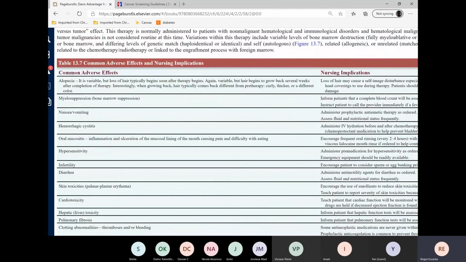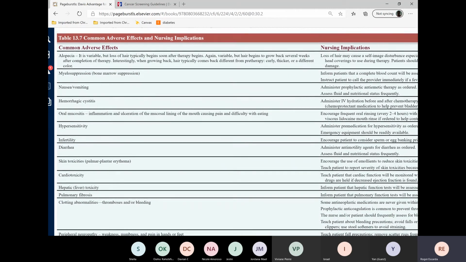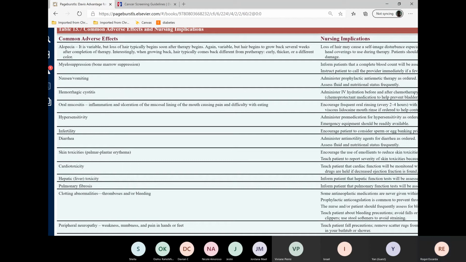So focus on alopecia, nausea vomiting, bone marrow suppression. But again, the bone marrow suppression results in anemia, thrombocytopenia, and neutropenia, which is found in other chapters, which we've covered in the past. So this is referring to nursing care. How do you care for these patients having bone marrow suppression?